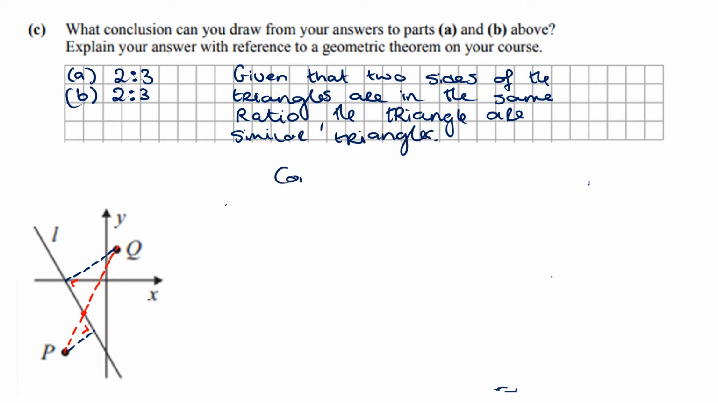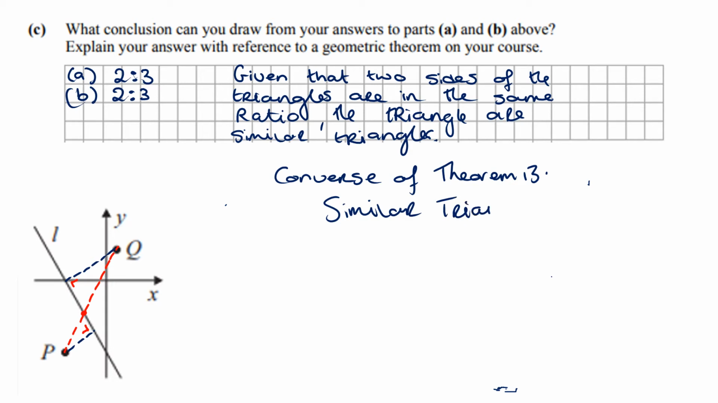Okay, and this is the converse of theorem 13, which has got to do with similar triangles. Theorem 13 works in two ways. The first is that if you have similar triangles, the sides are in a given ratio. The other way works if they're in a given ratio, they are similar triangles. So that's the word converse. It works in the opposite way.